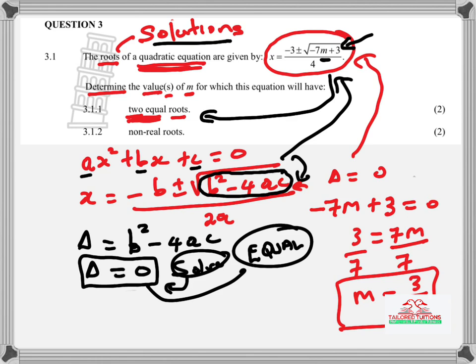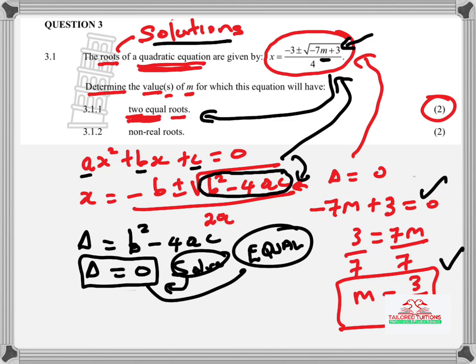certain quadratic equation to have what? To have equal roots. Well, I understand it's just 2 marks, but I believe I had to make those type of explanations for you to better understand the question. Mark allocation, there's 1 mark for understanding that the discriminant must be equal to 0, and then the second mark for getting that solution of m equal to 3/7.